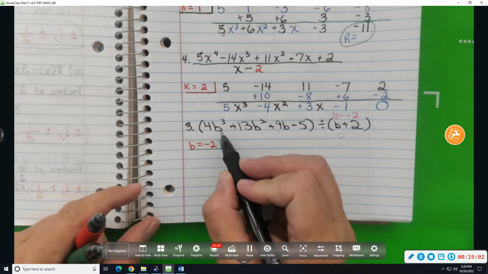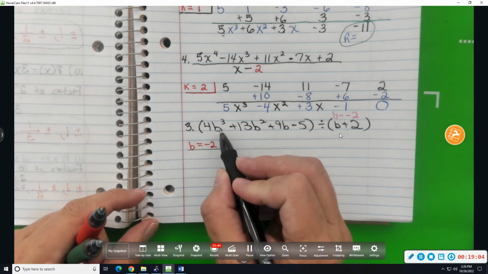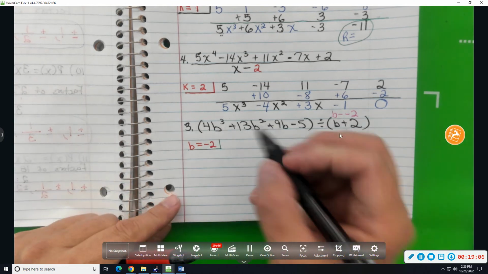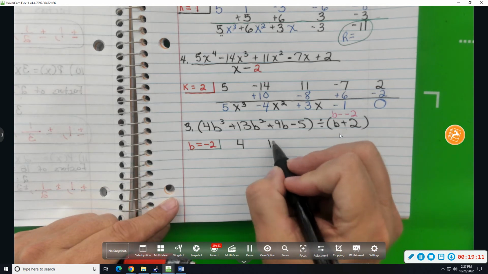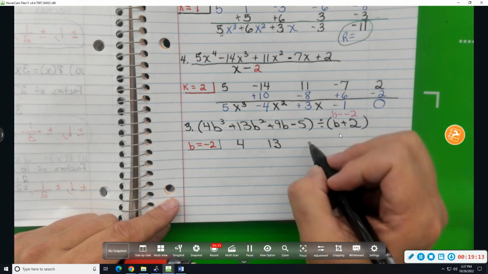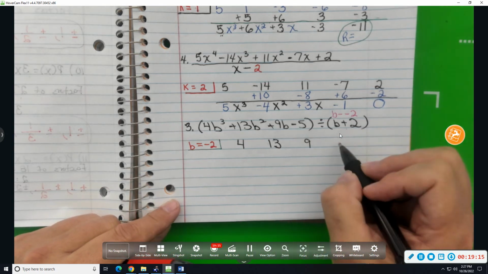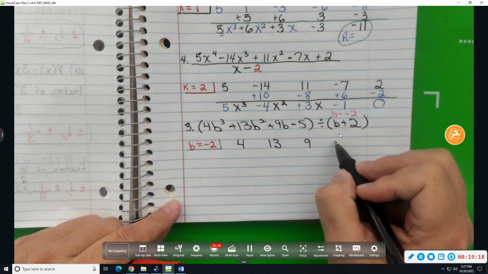Okay, so then we start off with the biggest exponent. That coefficient is 4, so we have a b cubed, the coefficient of b squared, the coefficient of b to the first, and what's my constant? What number am I going to put right here?